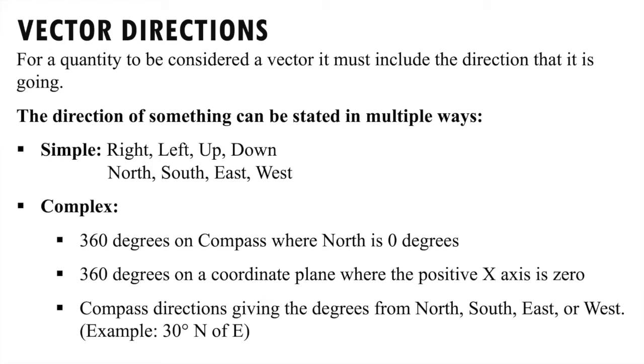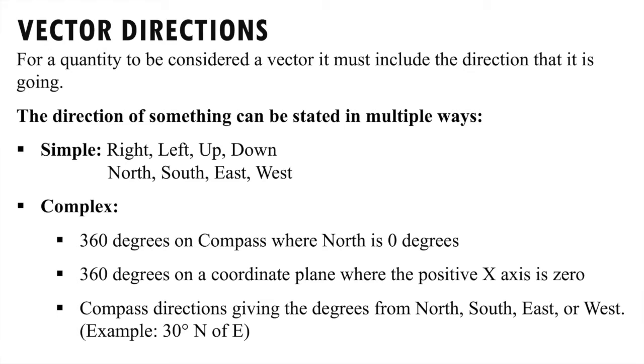When we've got a vector, you've got to include the direction with it. And there are several different ways we can talk about the direction. There are straightforward, simple ways, such as right, left, up, down, north, south, east, west. Those are very straightforward and simple. And we'll use these quite a lot, but we'll also get into some more complex ways of saying things going at angles.